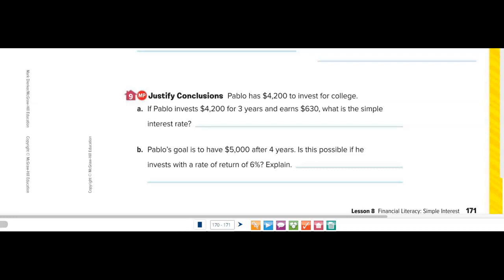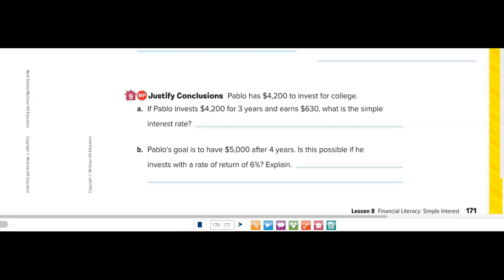So number 9 says that Pablo has $4,200 to invest for college. A says if Pablo invests $4,200 for 3 years and earns $630, what is the simple interest rate?